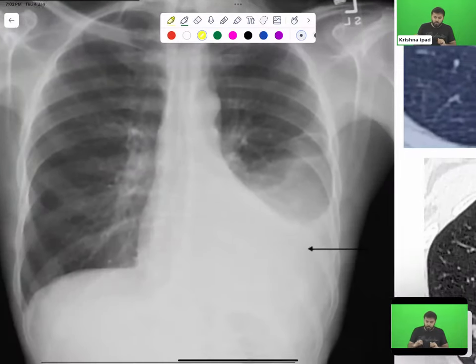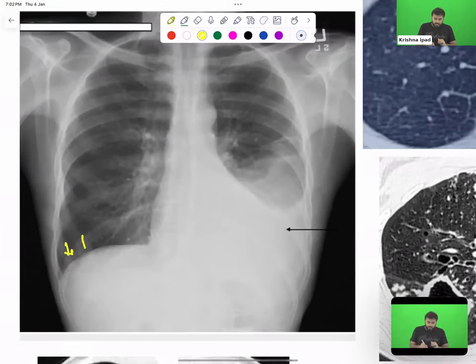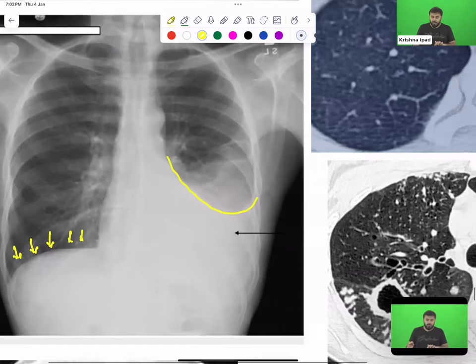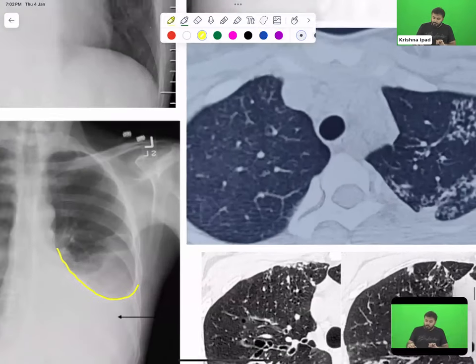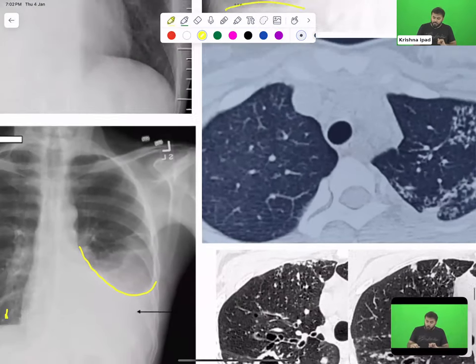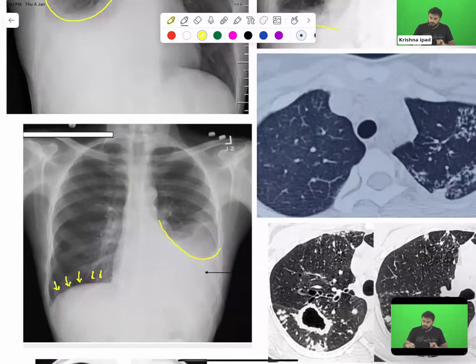Now, diagnose and tell me what this is. See, here I can see the hemidiaphragm. But can I see the hemidiaphragm on the left side? No. Again, there is left-sided pleural effusion. Okay. Now, what is this appearance over here? What could this be?